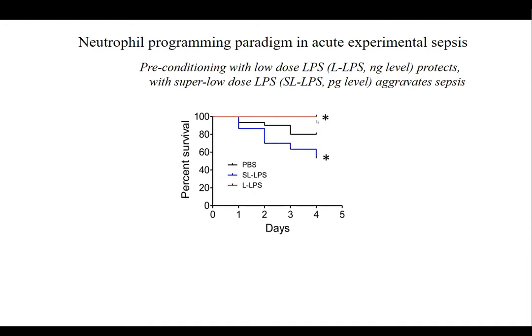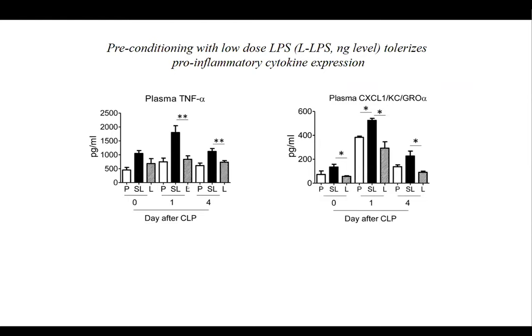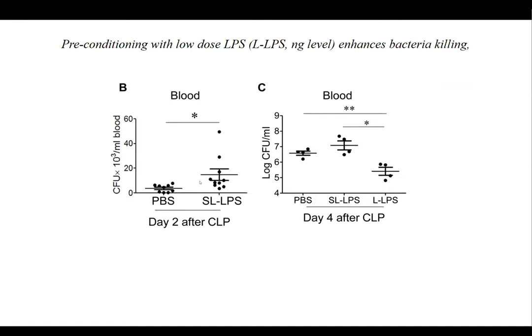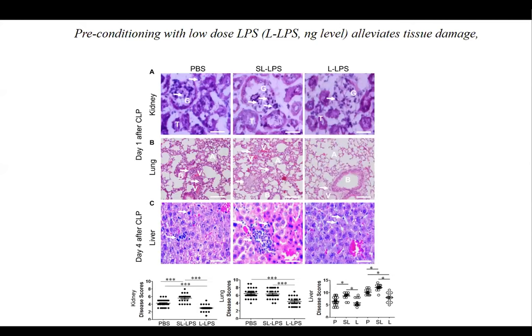And likewise, with the low dose LPS, we see a tolerance in terms of TNF alpha expression and CXCL1 expression. But with super low dose, we see a priming in vivo. And then we look at the blood, and with super low dose LPS pre-incubation, we see an increase in the blood of bacteria after septic shock. And then we look at the tissues as well. We saw that with the super low dose endotoxin, we can exacerbate the septic mortality and multi-organ failures.